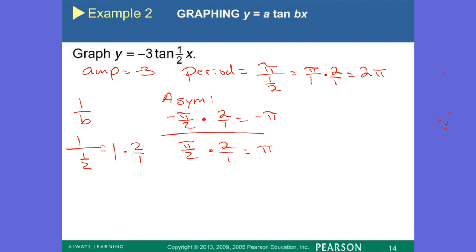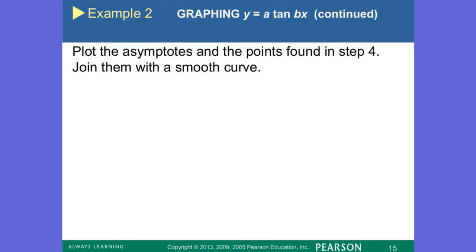So if tangent goes up, negative tangent goes down. Thank you. All right. So I am going to graph this now.